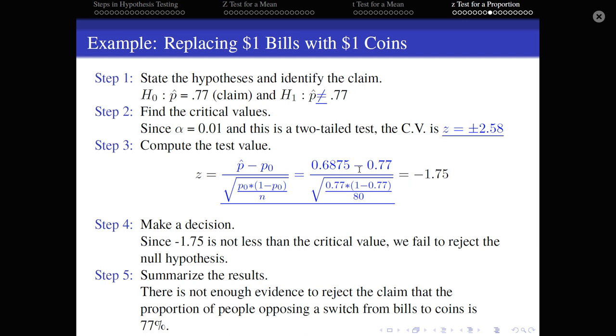And again, if you're confused by this idea, think about if you flipped a fair coin 10 times and you flipped 6 heads. That 6 heads is not 50% heads, which you would expect in a fair coin. But that doesn't mean that it's an unfair coin. It could have just been 6 heads by chance, and it still could be a fair coin. Same thing here. It could have just been 69% by chance in my sample, and the real proportion could still be 77%. We don't have enough evidence to conclude that it's not at the alpha equals 0.01 level. So with only a 1% chance of error, we don't have enough evidence.